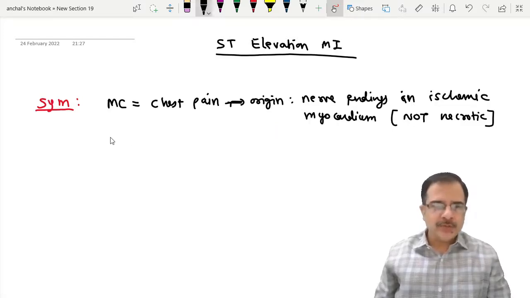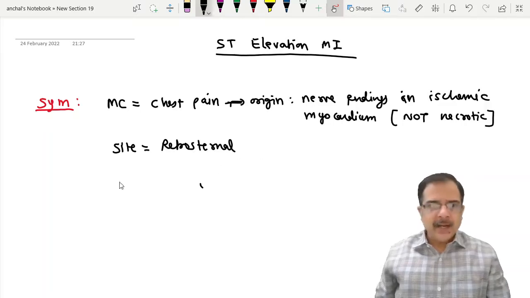Looking at the description of this pain, the site of the pain, the most common site is retrosternal, and a very important point is the radiation. It mainly radiates to the left arm and forearm.